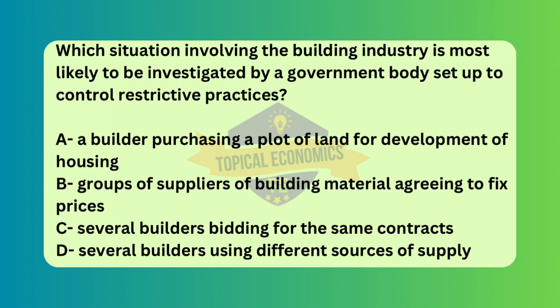Option A, a builder purchasing a plot of land for development, is a normal business transaction and doesn't involve anti-competitive behavior. Next, option C, several builders bidding for the same contracts. Competitive bidding is typical in the construction industry and generally encourages lower prices, not anti-competitive behavior, unless there's collusion in the bidding process, which isn't specified here. Lastly, option D, several builders using different sources of supply is a sign of competition, not a restrictive practice.